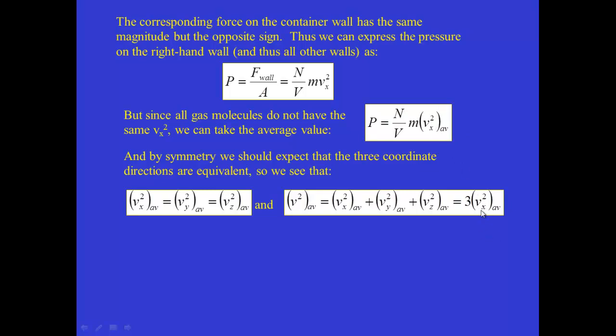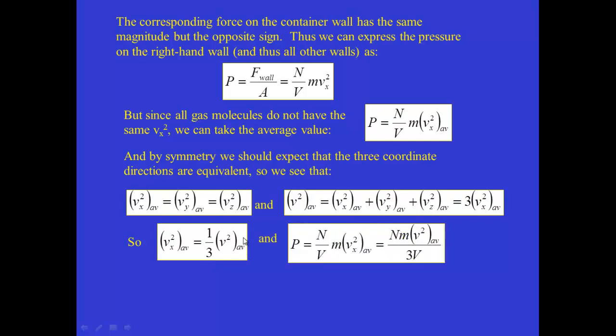So now I have a relationship between vx squared average and v squared average. So I'll solve this for vx squared average, right? That's easy. Just divide both sides by 3. And I see now I can take this vx squared average, which was in my pressure equation, and replace it with 1/3 the average of the v squared values. And this is nice because now I'm not having to distinguish between x or y or z components of the velocity vector, and I can just write down the average speed.